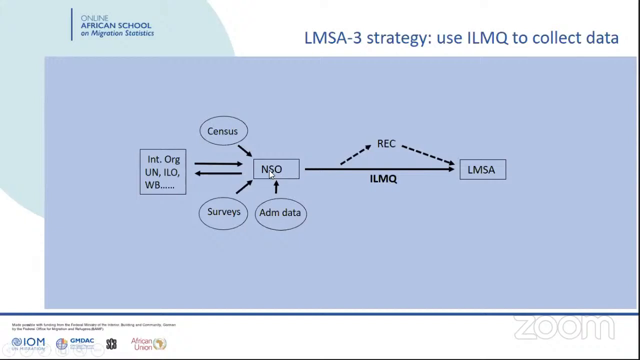The NSO can get the data from their most recent census. They can get the data from the surveys. They can get the data from administrative data. They can also get their data from UN or ILO. They prepare the data for the questionnaire and send to us. I guess sometimes via the RECs to LMSA.